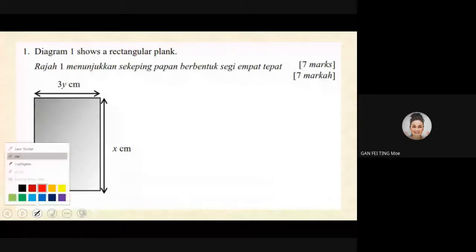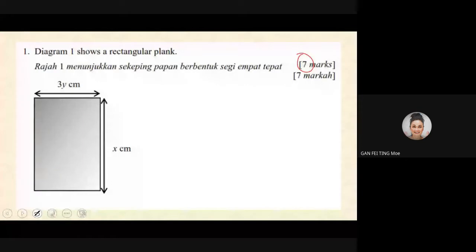7 marks means, where's my calculator? 1 mark is 1.5 minutes. Oh, my calculator. Holiday brain also rest. Exam very kanchong, so must use calculator. So it is 10.5 minutes. But for this question, 10.5 minutes is a lot, so you should use less than that. This is only information, no question yet.